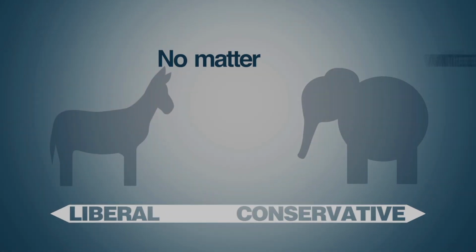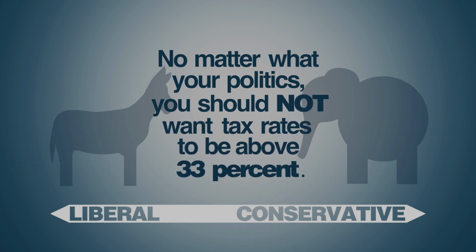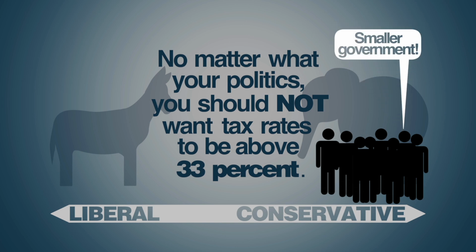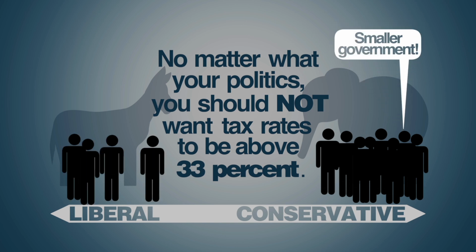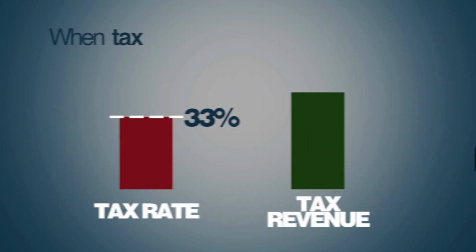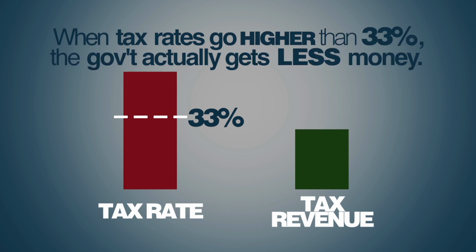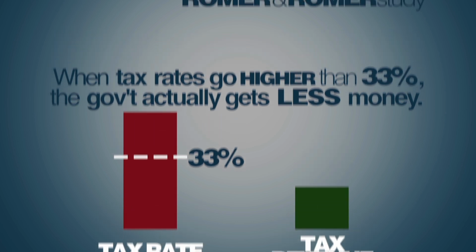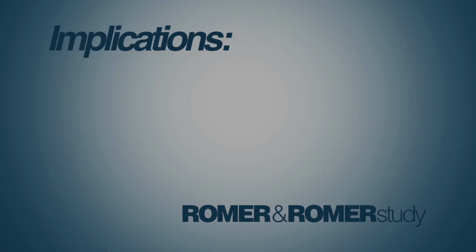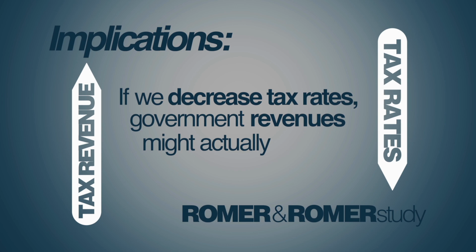Let's now put these findings into political terms. They suggest that no matter what your politics, you should not want tax rates to be above 33%. Obviously, conservatives and many moderates think rates should be lower than that, but even if you are an extreme left-winger and your only goal is to make government as big as possible, you should still oppose a tax rate higher than 33%. The reason is that, as the Romer and Romer study suggests, when tax rates go higher than that, the government actually gets less money. Everyone of every political persuasion should pay attention to the Romer and Romer study and its important implications. They suggest that if we decrease tax rates, government revenues might actually rise.